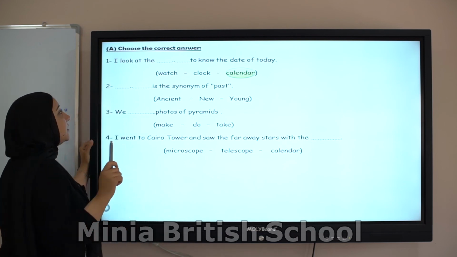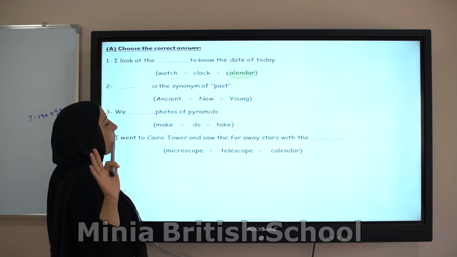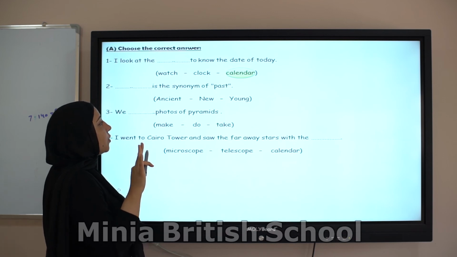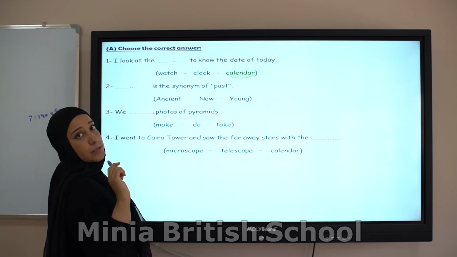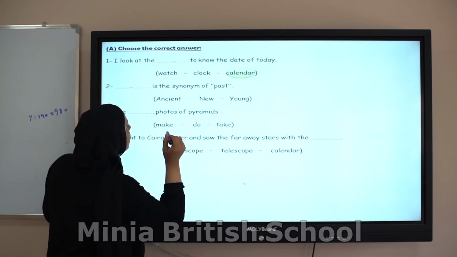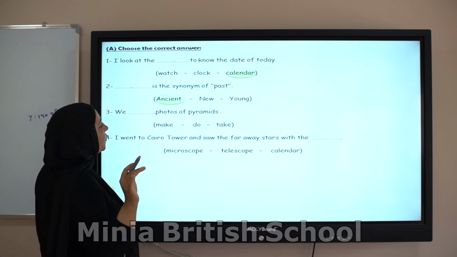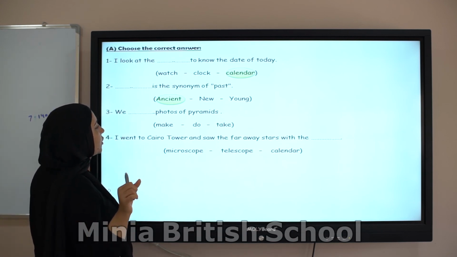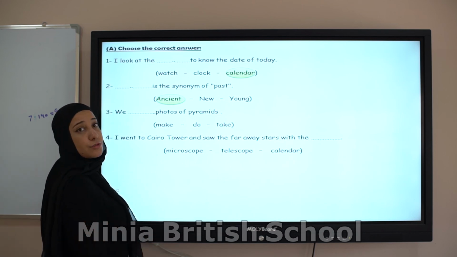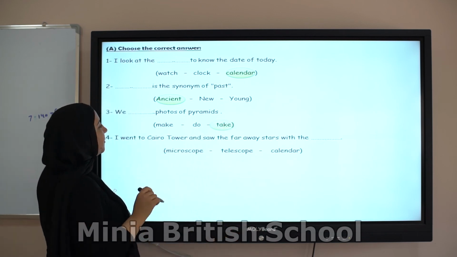Calendar. Okay, number 2, the space is the synonym of past. What? Ancient, new or young is the synonym of past. Excellent. Ancient. Okay, number 3, we space photos of pyramids. We do what to photos? We make photos, we do photos, or take photos. Clap for yourselves. We take photos of pyramids.